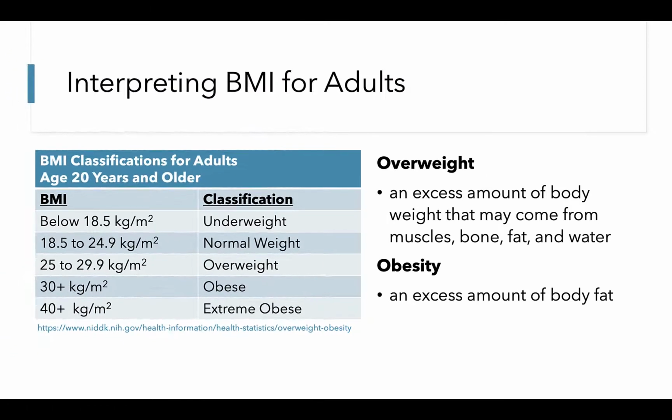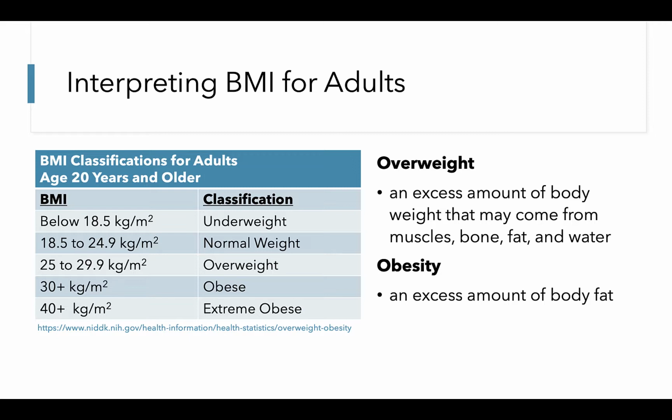So let's talk about how to interpret BMI when we're working with adult populations. After BMI is calculated, it can be classified into one of these weight status classifications that are widely accepted and used in research and clinical practice. A BMI that is below 18.5 kilograms per meter squared is classified as underweight. A BMI between 18.5 and 24.9 kilograms per meter squared is classified as normal weight. A BMI between 25 and 29.9 kilograms per meter squared is classified as overweight, and a BMI that is 30 or more kilograms per meter squared or 40 or more kilograms per meter squared is classified as obese or extreme obese, respectively.